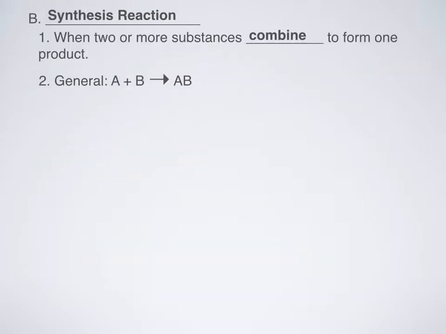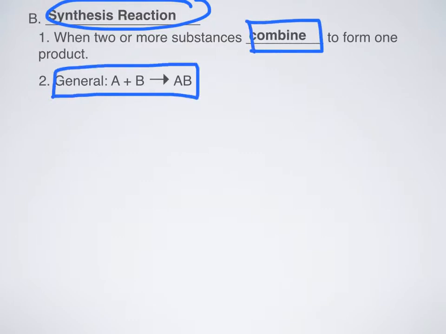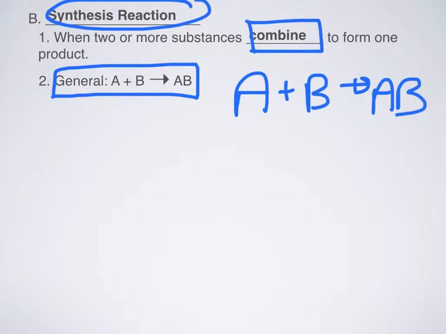The second type of reaction is called a synthesis reaction, and that is when two or more substances combine to form one product. And so the general formula for that looks like this. So we have two separated things as our reactants, and then we're combining them to make one thing together.